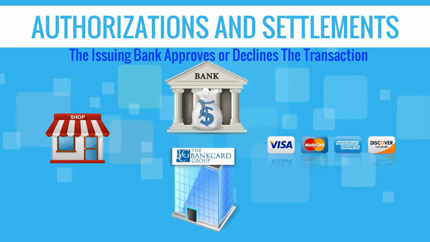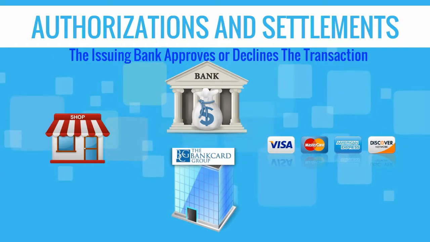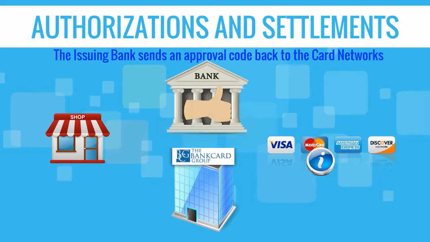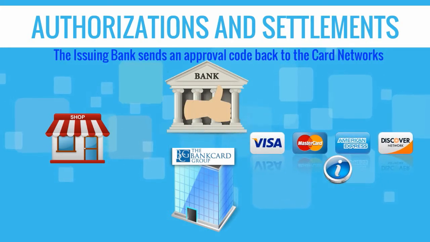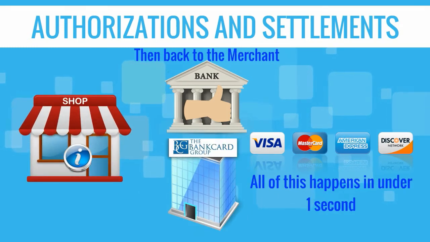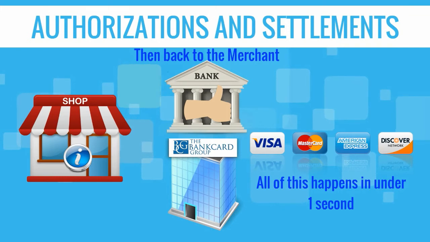The issuing bank either approves or declines the $100 transaction. If it is approved, the issuing bank sets the $100 aside and sends an approval code back to the card network and then to the bank card group and back to the merchant. All of this happens in less than a second.